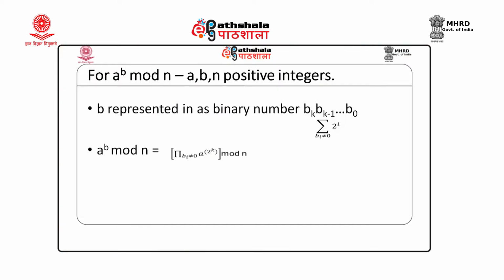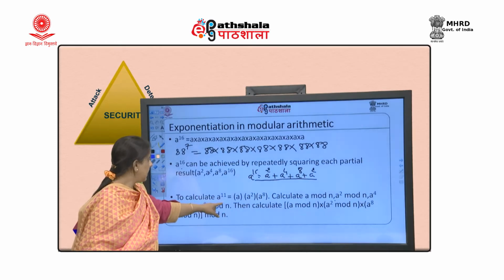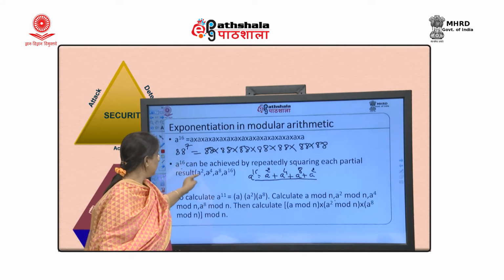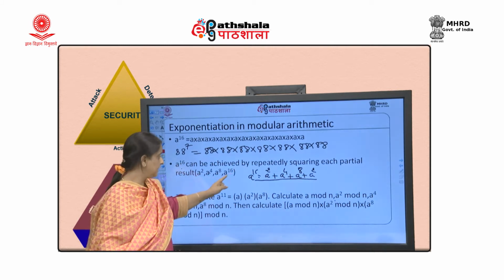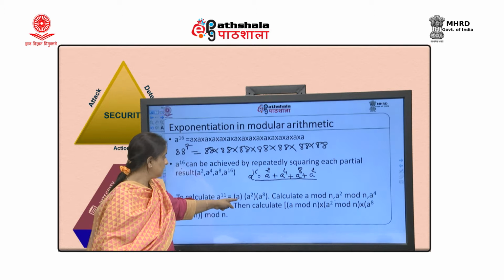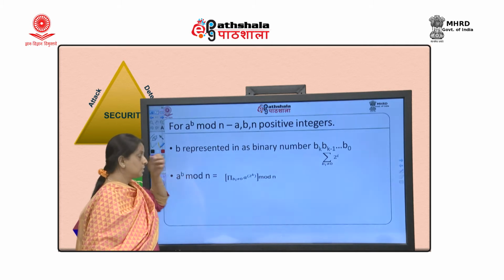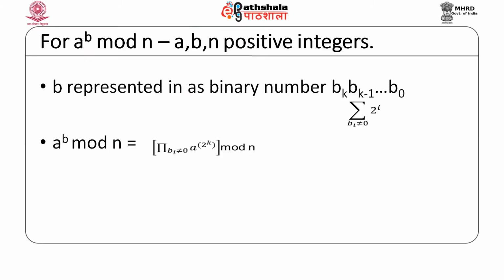Now, from the previous slide we came to a conclusion that for an even number exponent, we just need to square the number. If it is odd, we need to multiply it by a single number a. To formalize our method, what we can say is, you want to do the exponent a raised to b mod n.